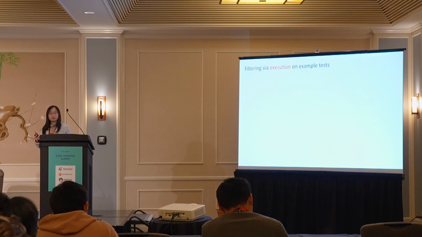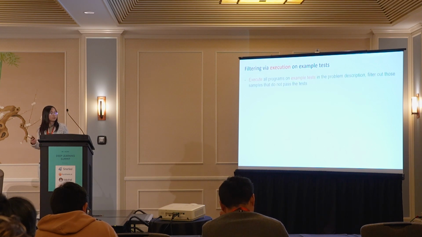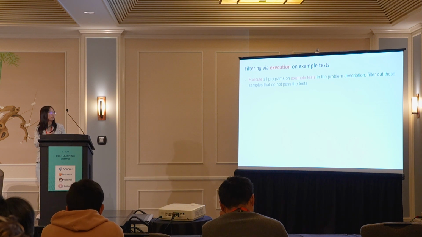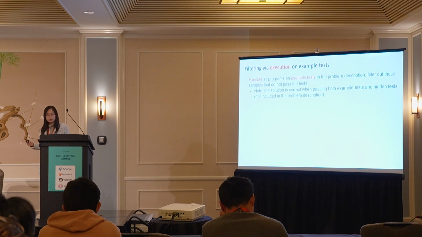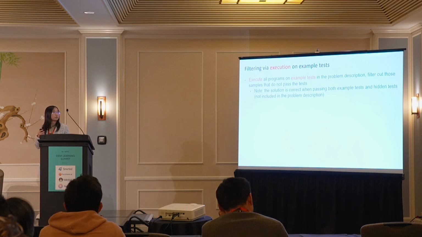So first, for the filtering procedure, given that 1 million program candidates, we will execute all these programs on the given input-output samples in the problem description, then filter out those samples that do not pass the test. Note that for these coding problems, passing this example test alone is insufficient to show that this solution is correct, because there are also some hidden tests to understand whether this program submitted by the participants can also pass some larger scale tests and generalize beyond these given example tests.